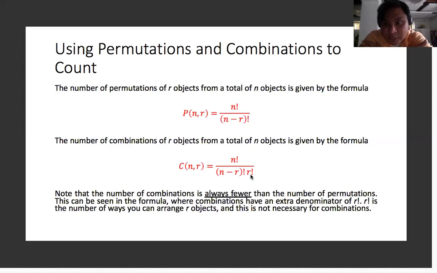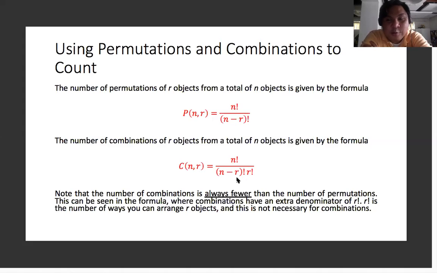So if you have R objects and you need to arrange them all in a line, that is, of course, R factorial ways. The procedure for taking combinations is you are taking out the number of ways that those R objects can be arranged, and thus it makes it fewer. Whereas for permutations, those arrangements are important. So you see there is no division here of R factorial. Okay, so that is a very, very important thing to remember.